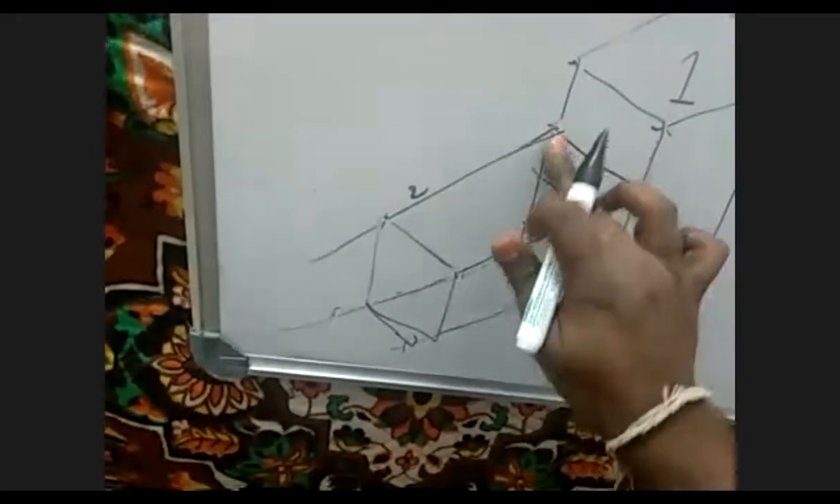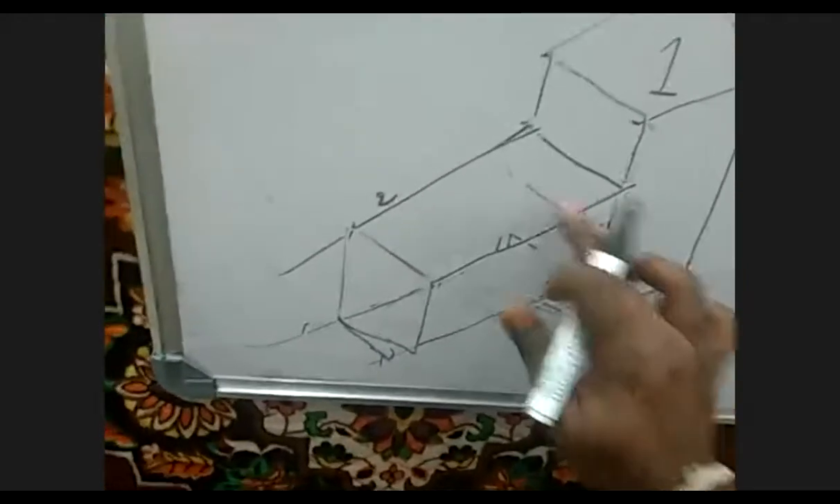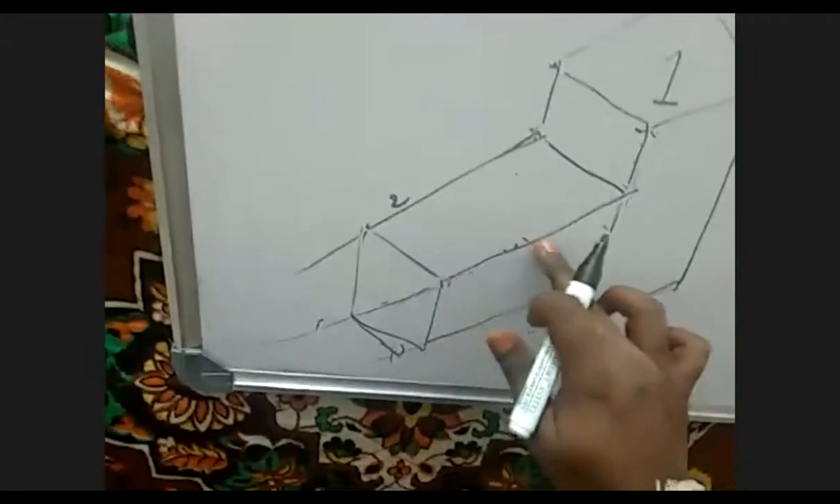And erase all innermost lines. So this is what you are going to see in the sheet. And this is what he is expecting you to draw from these 2 views.